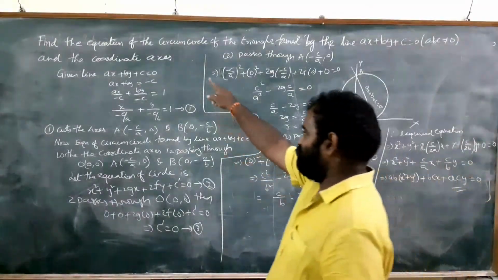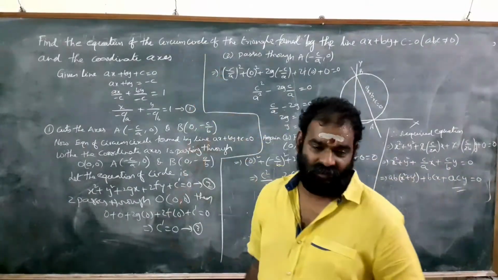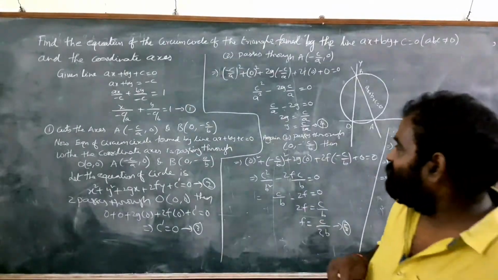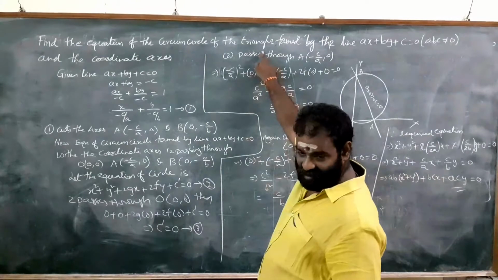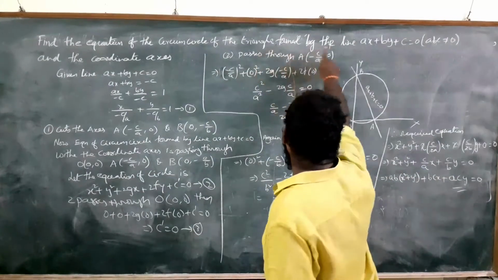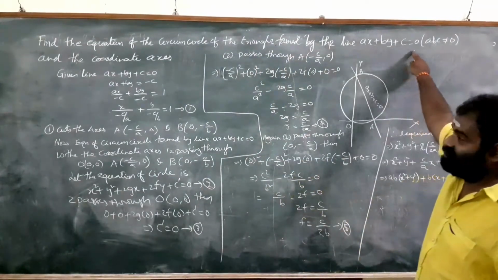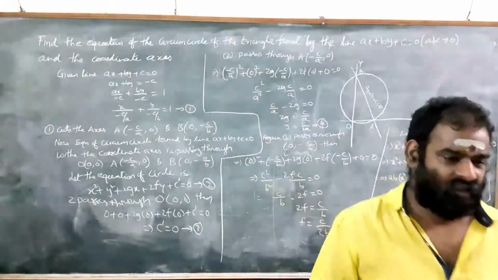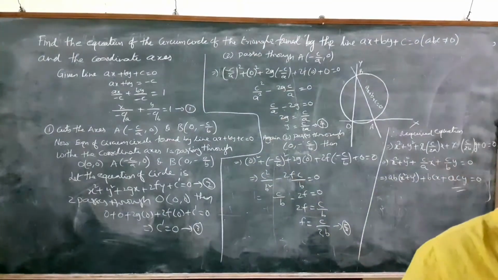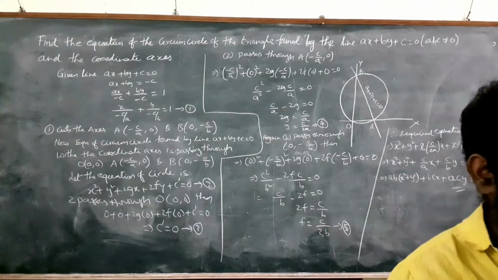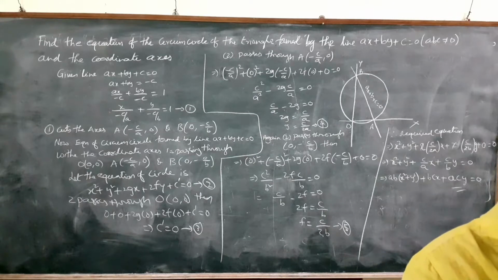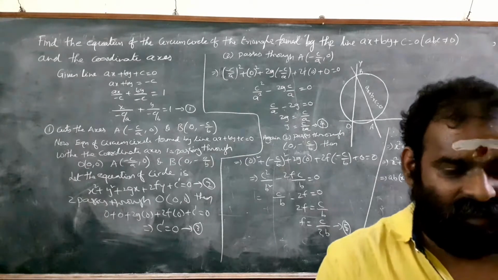Find the equation of the circumcircle of the triangle formed by the line ax plus by plus c equal to 0 with the coordinate axes. So, we have to find the equation of a circle. Whether it is a circumcircle or anything, we have to find the equation of a circle.